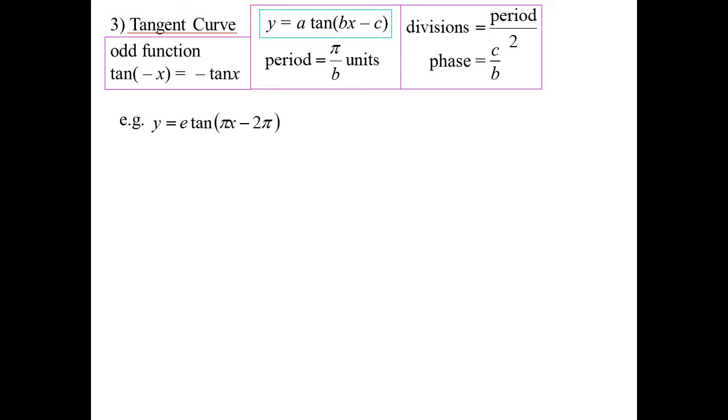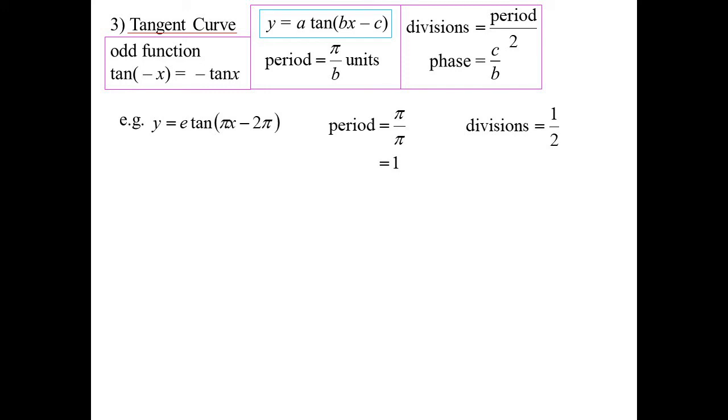The reality is it really didn't matter what I put in front of the tan function, because remember, amplitude's meaningless with the tan function, so I put e there. The only time it really comes into effect is if it was a negative number, because then we know we'd have a reflection. Period: pi divided by pi. Period's just 1 for this curve. So I'm going to mark off a half. So horizontally, I'm going to mark my divisions off at a half.